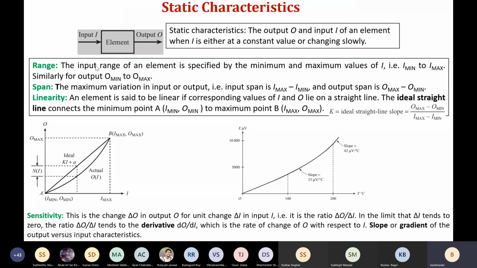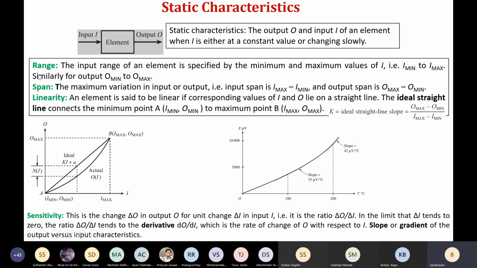The input range of an element is specified by the minimum and maximum value of I which the sensor or the element can handle, right? Similarly, you can have an output range as well: for minimum input, what is the output? That is O minimum. For maximum input, what is the output? That is O max, right? Suppose I have a temperature sensor which can measure from 0 degrees to 200 degrees, then we will call the range 0 degrees to 200 degrees.